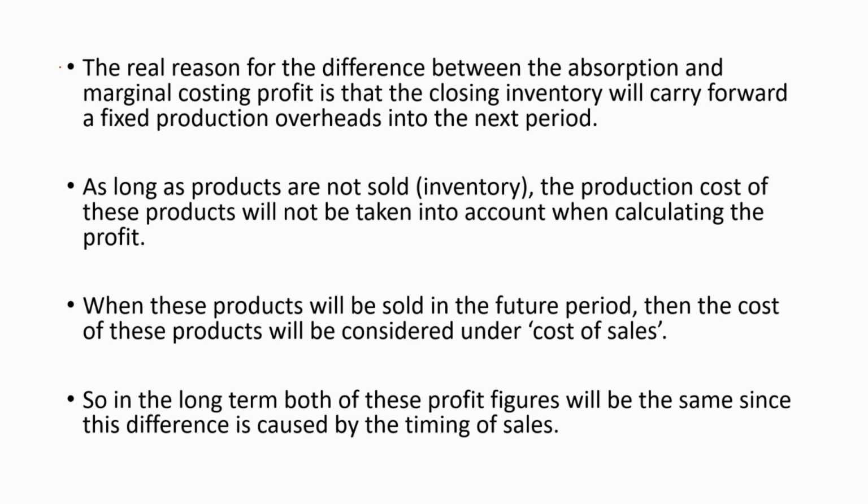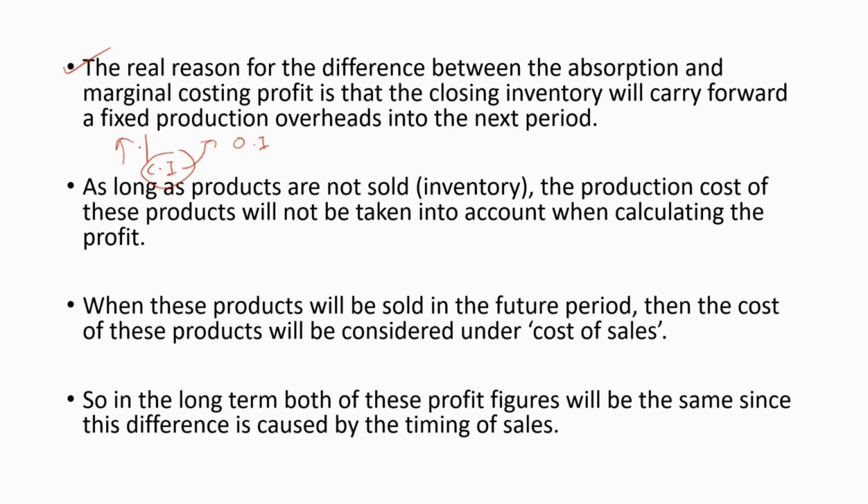Now that we have the full understanding about the marginal costing and the absorption costing as well as the profits under each technique, now let's see what is the exact reason for the difference between marginal costing profit and the absorption costing profit. The real reason for the difference between the absorption and marginal costing profit is that the closing inventory will carry forward a fixed production overheads into the next period. As now you know, the closing inventory for a period will be the opening inventory of the next period. So higher the closing inventory, higher the fixed production overheads will be carried into the next period. So the profit for this period will be higher. This is the reason for the difference.